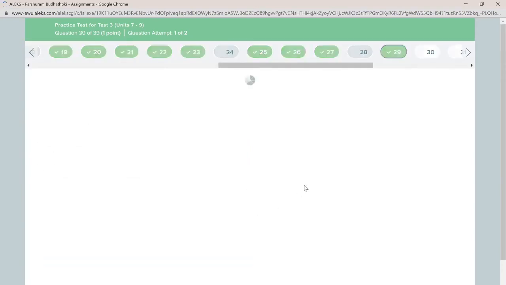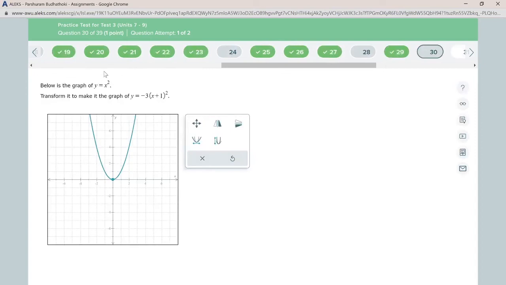Okay, this is the graph of the quadratic function. Now x plus 1 means it's a shift to the left 1 unit, multiply by 3, which is a vertical stretching, and negative means it's a reflection. So you have to take the graph to the left 1 unit, and then after that multiply it by 3, which is called vertical stretching, 3 units.